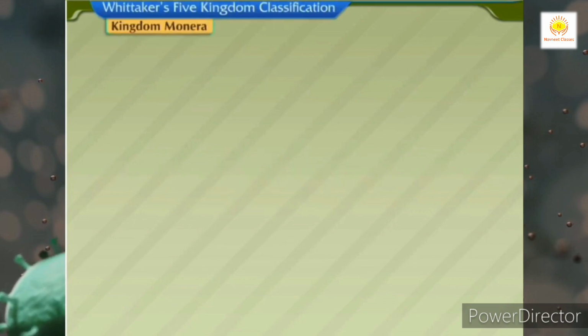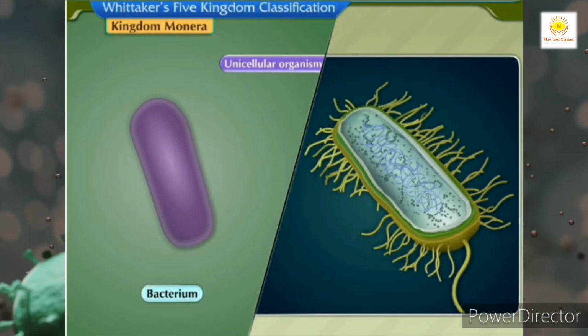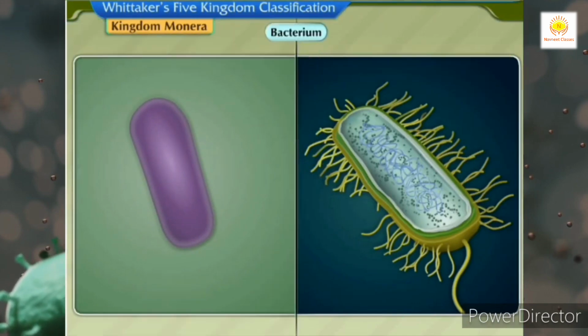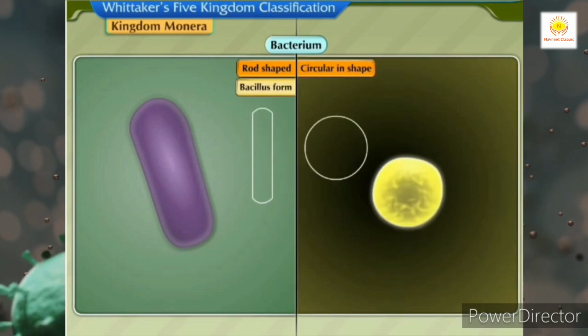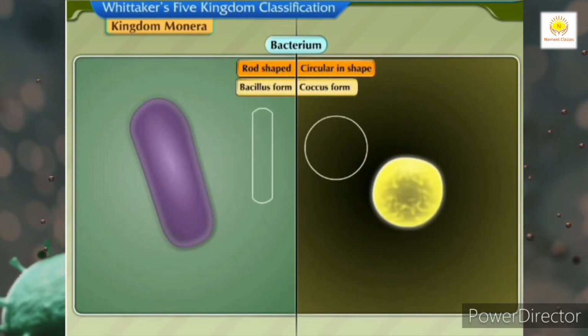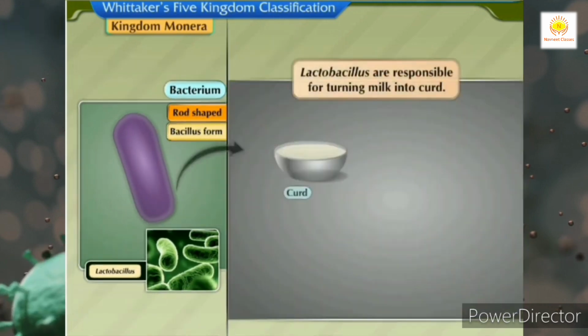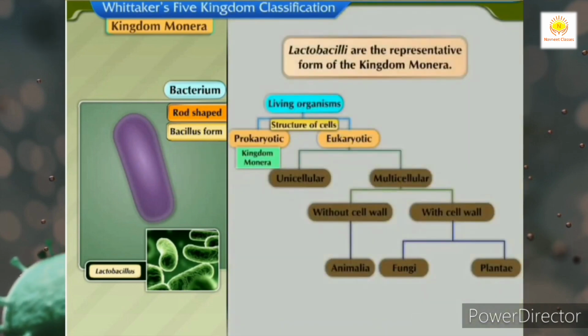Kingdom Monera. The bacteria are unicellular organisms, that is, they have a single cell structure. They are rod-shaped, that is, bacilliforms, and some of them are circular in shape, that is, coccus form. The rod-shaped forms which are prominent are the lactobacilli. They are responsible for turning milk into curds. They are the representative form of the kingdom Monera.